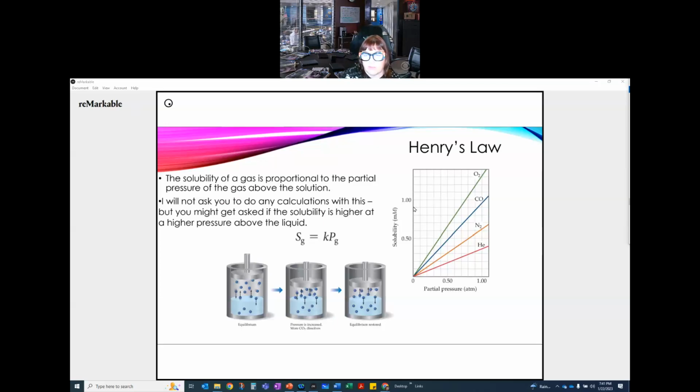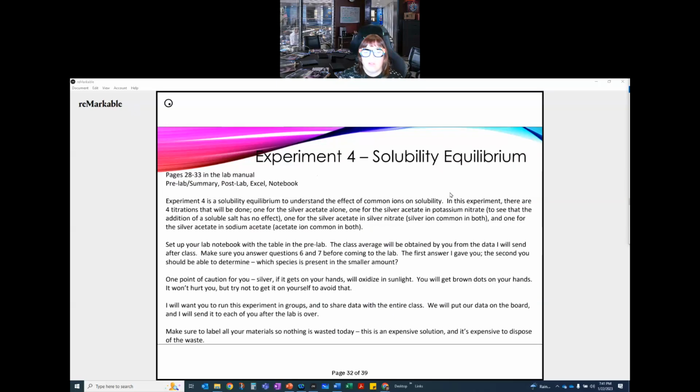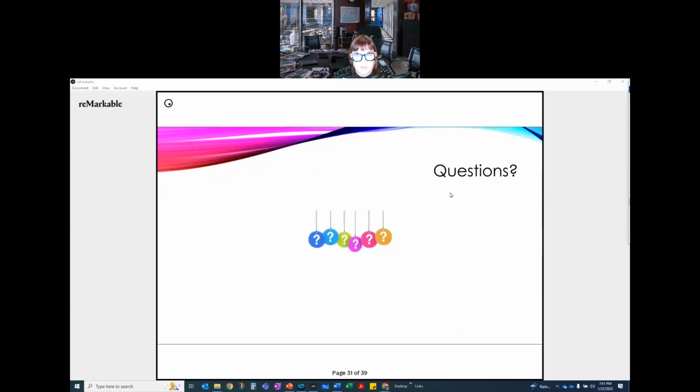Now, the equation is there. It's not that complicated, but we're not going to do any math. You just need to understand what we mean from a qualitative perspective, not a quantitative. So questions about that? Okay. Well, hopefully there are no questions about our end materials that we talked about there.